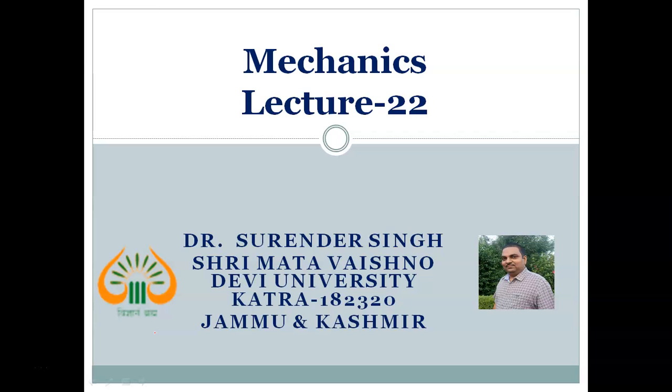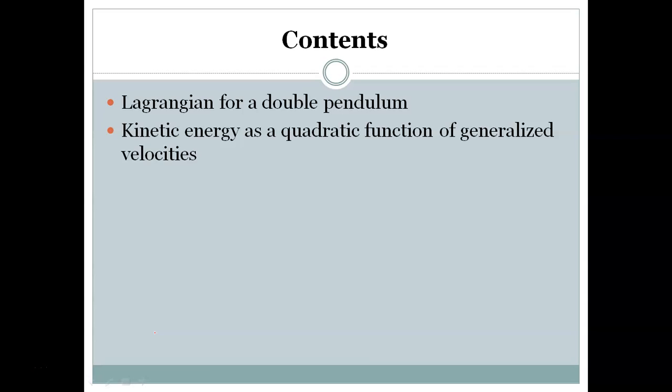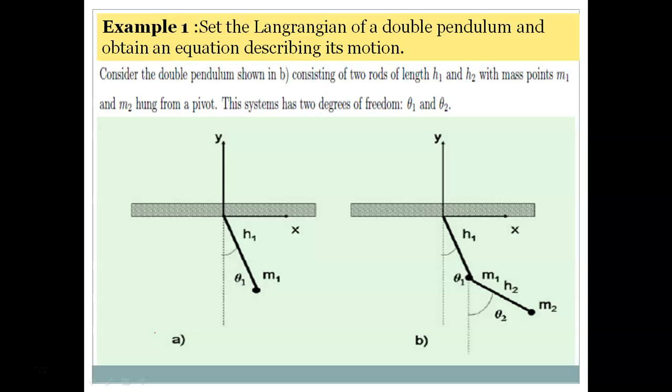In the mechanics part, we discuss the Lagrangian for a double pendulum, and after setting the Lagrangian for a double pendulum, we shall find the equation of motion. Then we'll express kinetic energy as a quadratic function of generalized velocities and certain other related theoretical results. So the first example is regarding the double pendulum. Set the Lagrangian of a double pendulum and obtain an equation describing its motion.